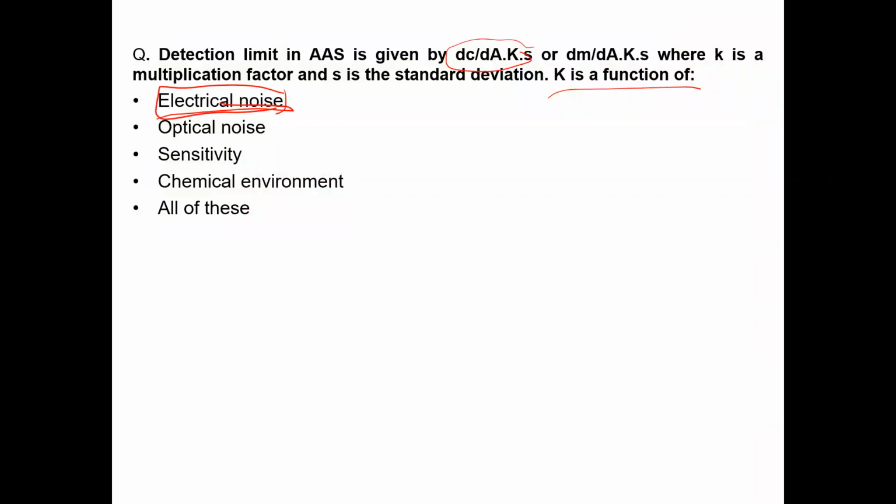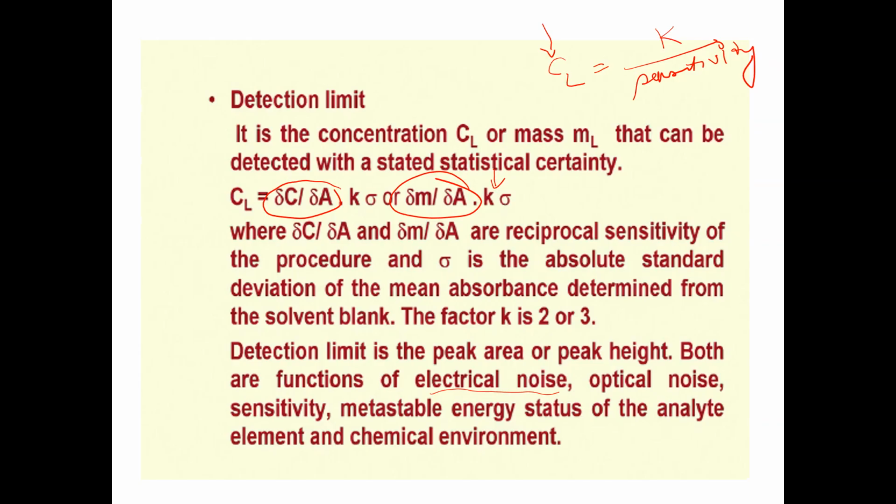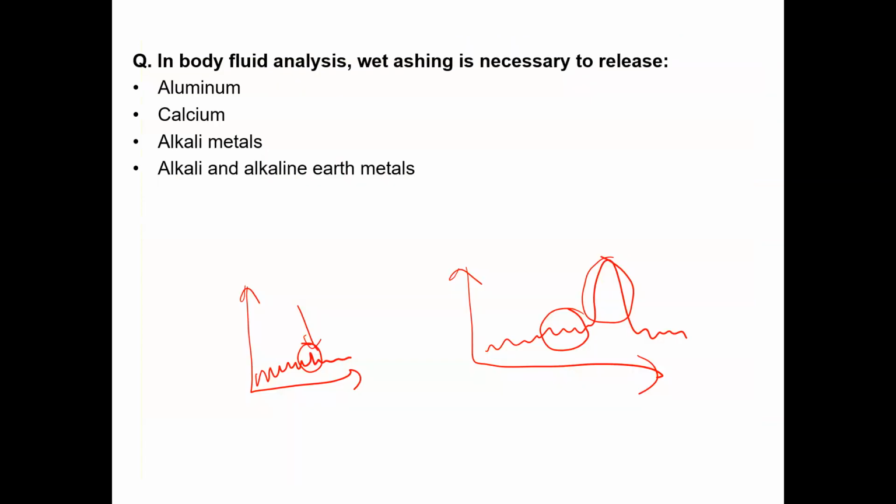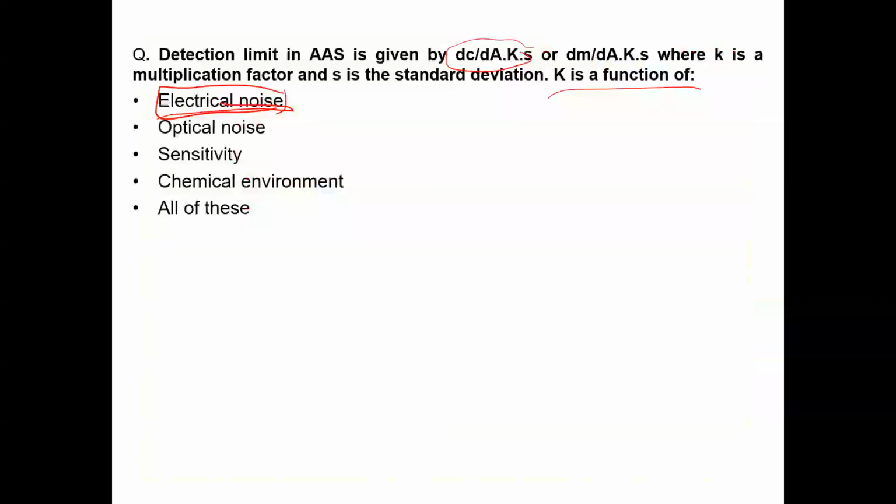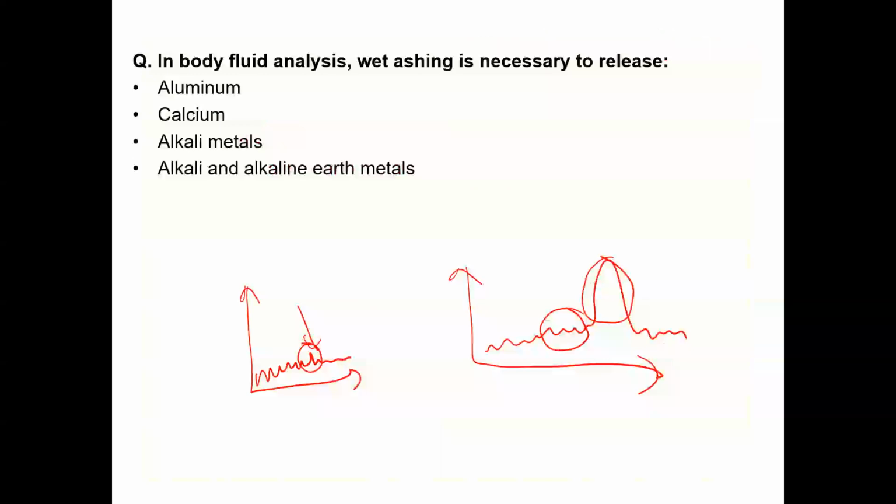And if I ask about the detection limit, the detection limit is a function of electrical noise. Basically, these are the criteria on the basis of which you can define the detection limit: electrical noise, optical noise, sensitivity, and the chemical environment, right? So electrical noise will be the right answer. Sorry for what I have written here.